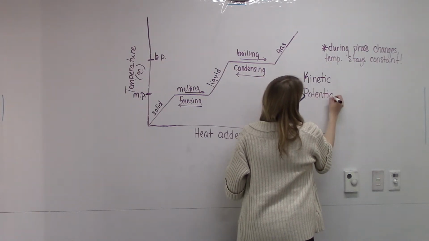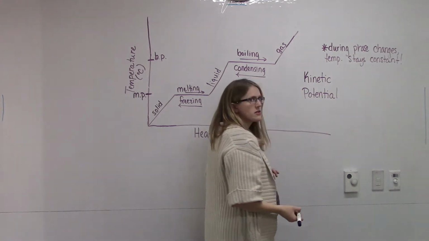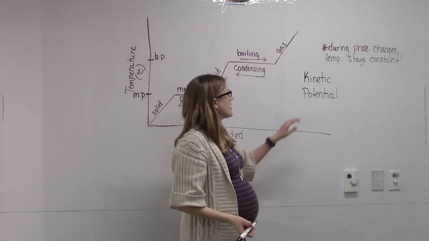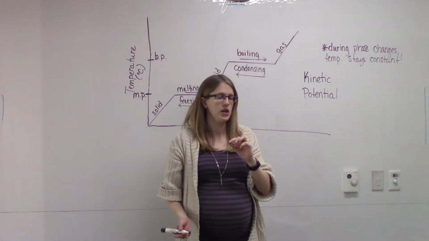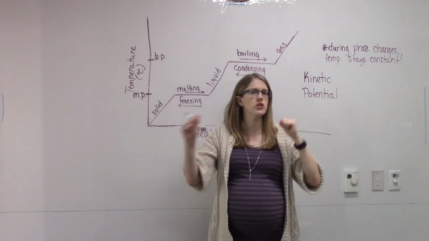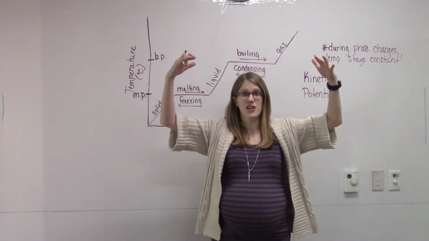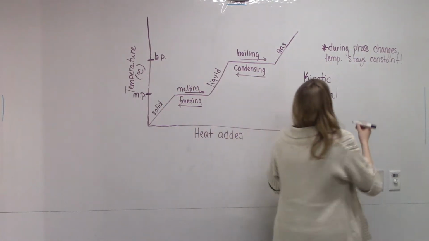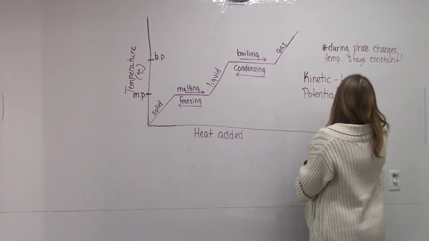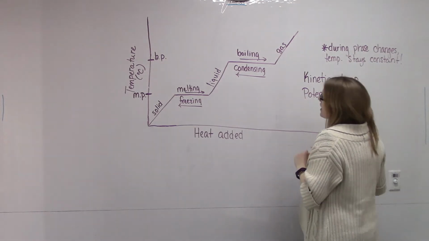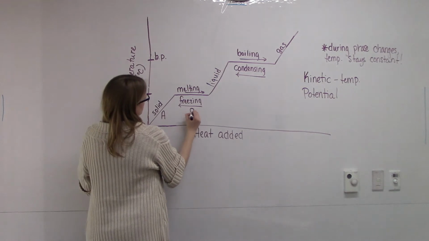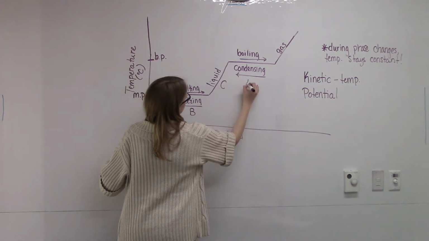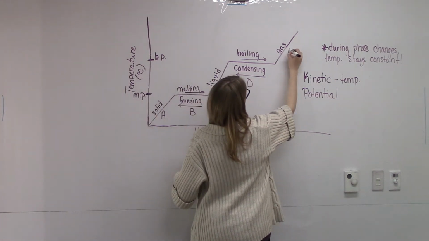You remember it from the gas laws unit, so it was a couple units ago, that kinetic energy increases as temperature increases. Remember, as those particles move faster, the temperature goes higher. So kinetic energy is directly related to temperature. So we have to look at the 3 points. Let me label these as A, B, C, D, and E.